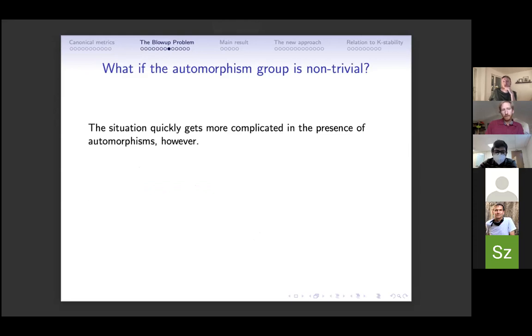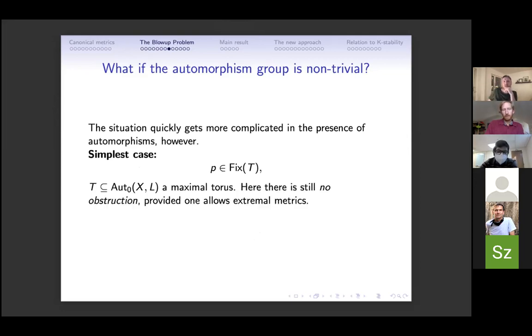But this changes when the automorphism group is non-trivial. So when the connected component of the automorphism group is non-zero. So the simplest case is when you pick the point to be fixed by a maximal torus in the reduced automorphism group of X. In that case, there are still no obstructions provided you allow extremal metrics. So if you start with a CSEK metric, it might be that you have to allow for an extremal metric, but that's all you need to do. So you will always be able to produce an extremal metric starting either from a CSEK or extremal metric.